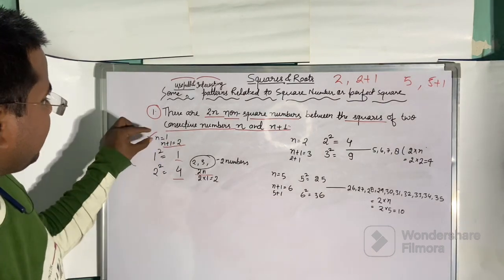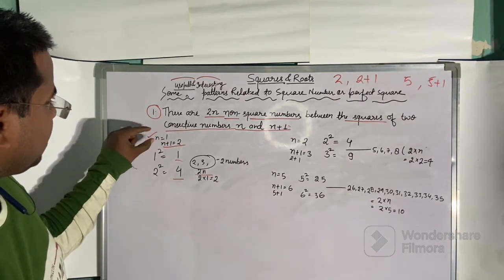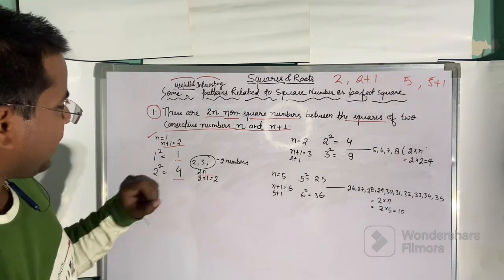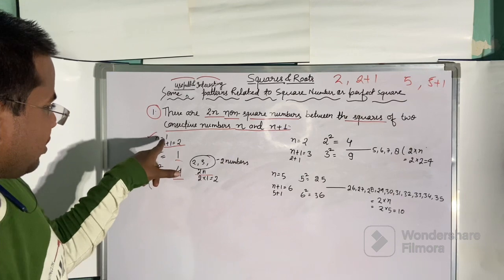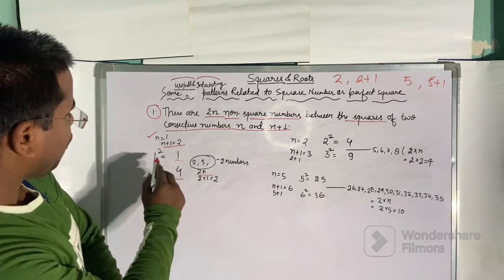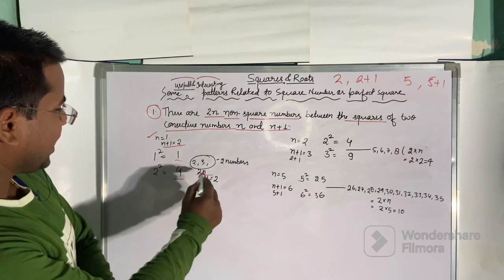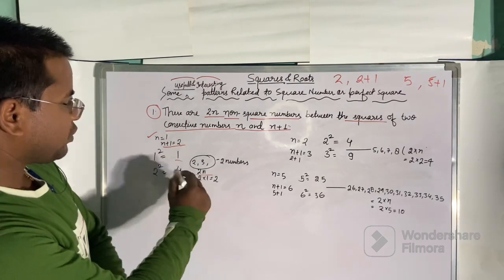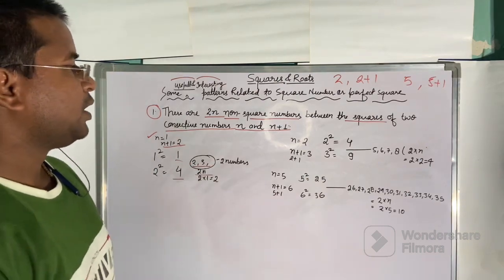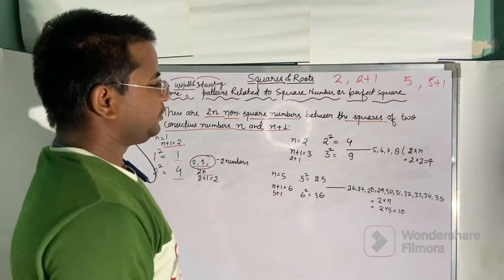So they said between the squares of these two numbers there are 2 multiplied by n numbers. That means here n is equal to 1, so 2 multiplied by 1 is 2. So between 1 square and 2 square there are 2 non-square numbers, and those 2 non-square numbers are 2 and 3.